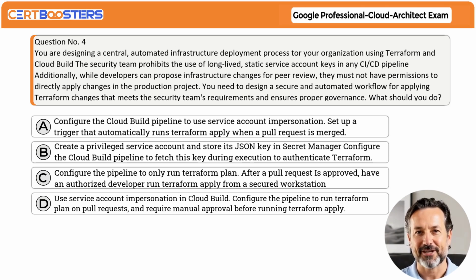C. Configure the pipeline to only run Terraform plan. After a pull request is approved, have an authorized developer run Terraform apply from a secured workstation. D. Use service account impersonation in Cloud Build. Configure the pipeline to run Terraform plan on pull requests and require manual approval before running Terraform apply.